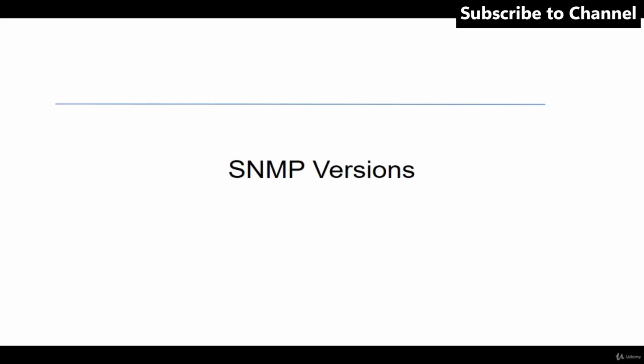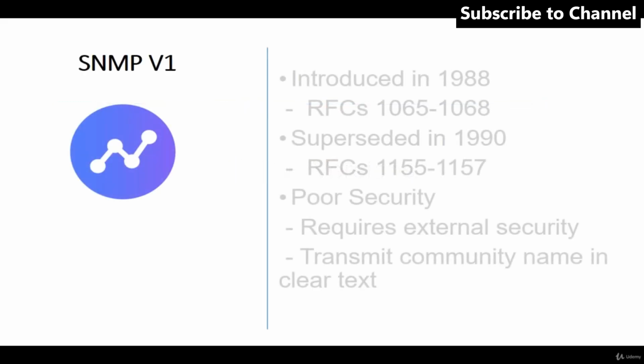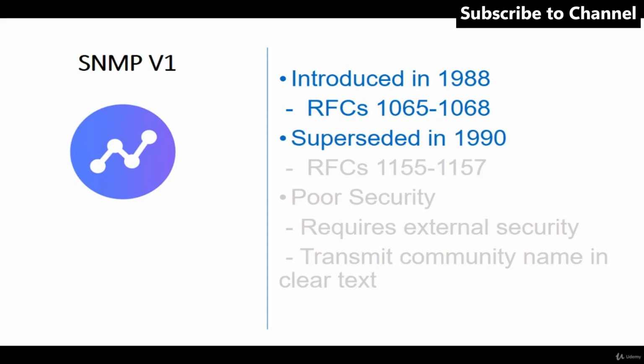So now that we've got an overview of SNMP, let's take a few minutes and talk more about the differences between the three versions of SNMP. First, we'll start off with SNMP v1. It was introduced in 1988 with RFCs 1065 to 1068. You can do a search for RFCs if you'd like to know more, and we're not going to talk about them in this course. It was superseded in 1990 by a revision of the version of SNMP that was introduced in 1988, with RFCs 1155 to 1157.